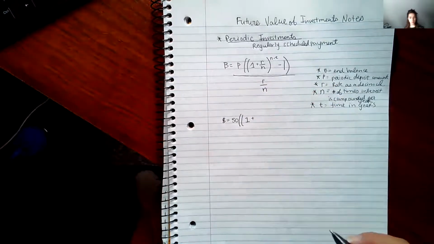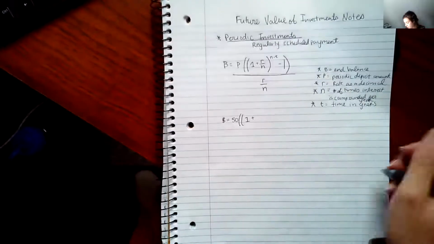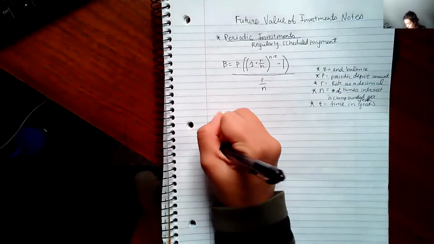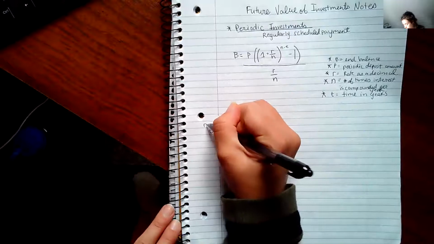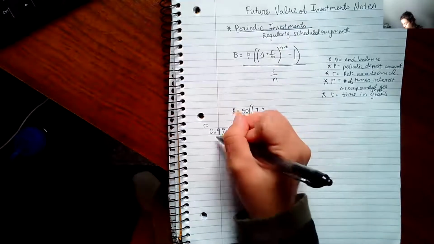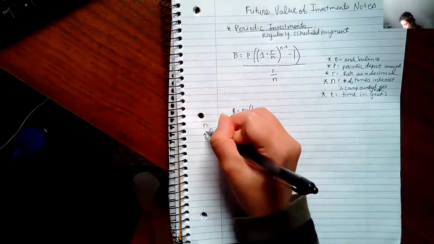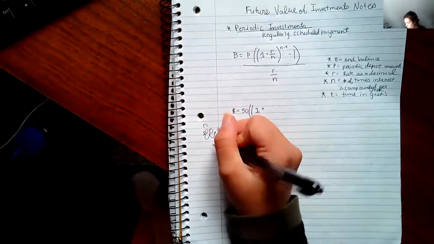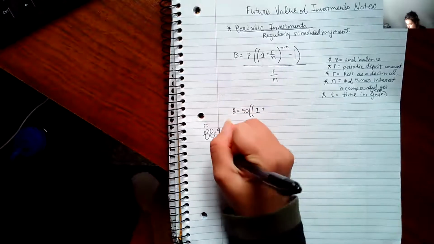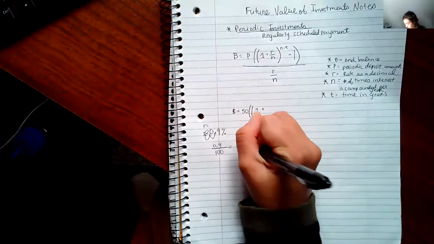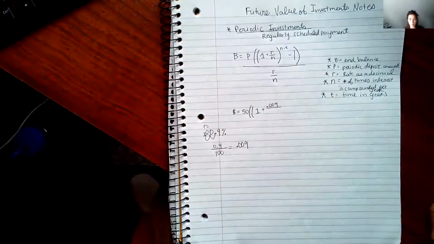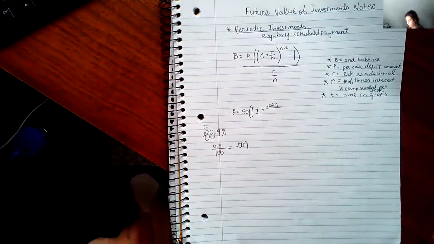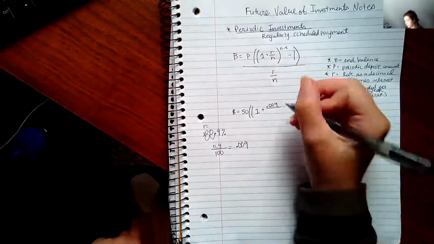Plus, my rate in this problem is 0.9%. In order to find my R value as a decimal, I will either move the decimal place over twice, so it'll be 0.009, or you could take that number and divide it by 100, and you will still get the same thing. So 0.009 divided by, in this problem, it's telling me interest compounded monthly. Compounded monthly is going to be 12 because there are 12 months in a year.